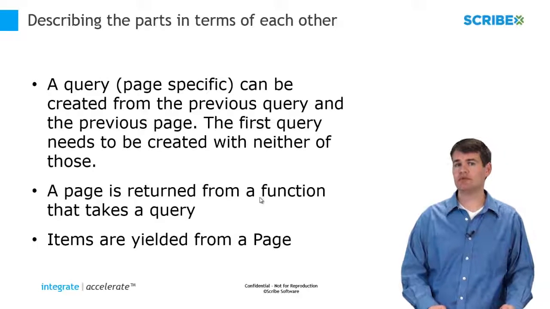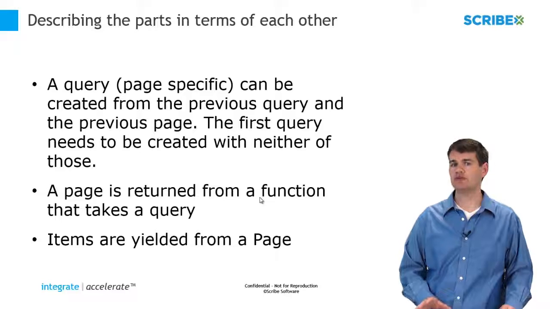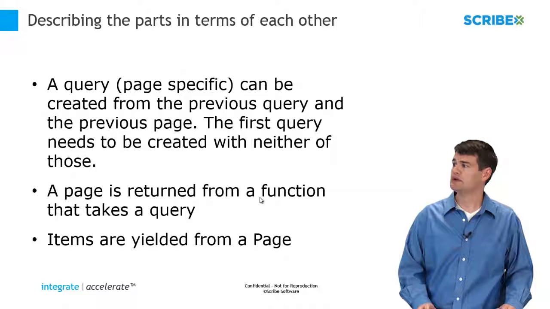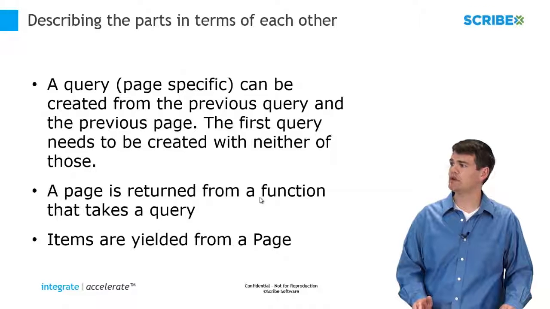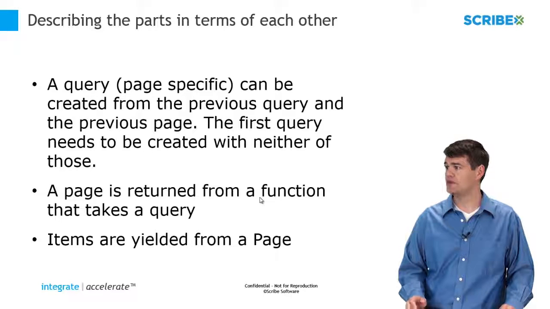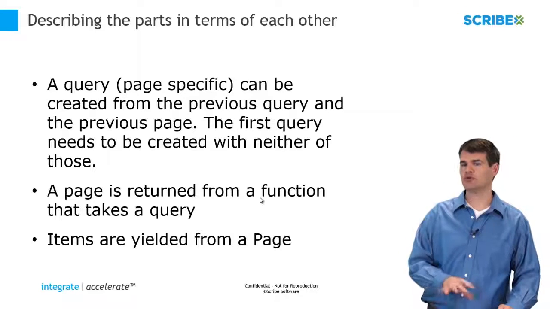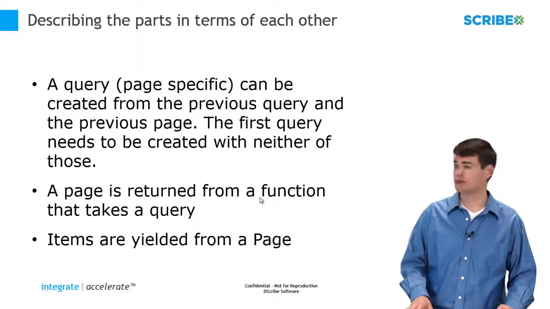So now on to describing the parts that we're talking about and defining those relationships. A query or a page-specific query is something that can be created from the previous query and the previous page. The first query needs to be created with neither of those, so you have to generate the first query, and we do that in Scribe Online by converting a Scribe query into that initial query.